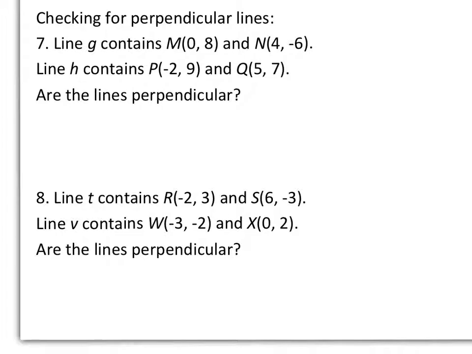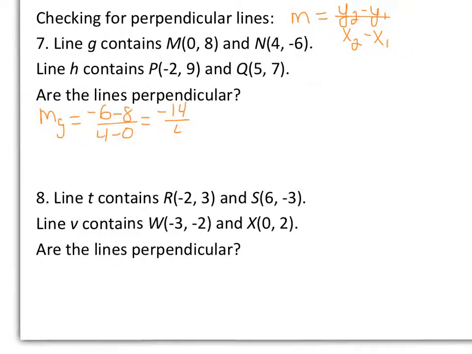Okay, if we're going to check for perpendicular lines, that means we're going to compare their slopes. So again, our slope formula, change in y over change in x. In number 7, we know line G contains the points M at 0, 8 and N at 4, negative 6. Line H contains the points P at negative 2, 9 and Q at 5, 7. So if I want to find the slope of line G, remember, change in y over change in x: negative 14 over 4, and make sure we reduce that to negative 7/2. Also remember, slope is always an improper fraction, never a decimal or a mixed number.